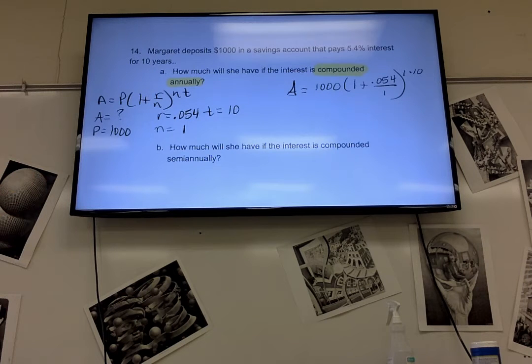When you're putting this in a calculator, unless your calculator actually raises those to a power, you would have to put parentheses around that. Otherwise, it's going to mess you up. So type it in and make sure you end up with the same thing. 0.054 divided by 1 raised to the 1 times 10. Okay. I got $1,692.02.